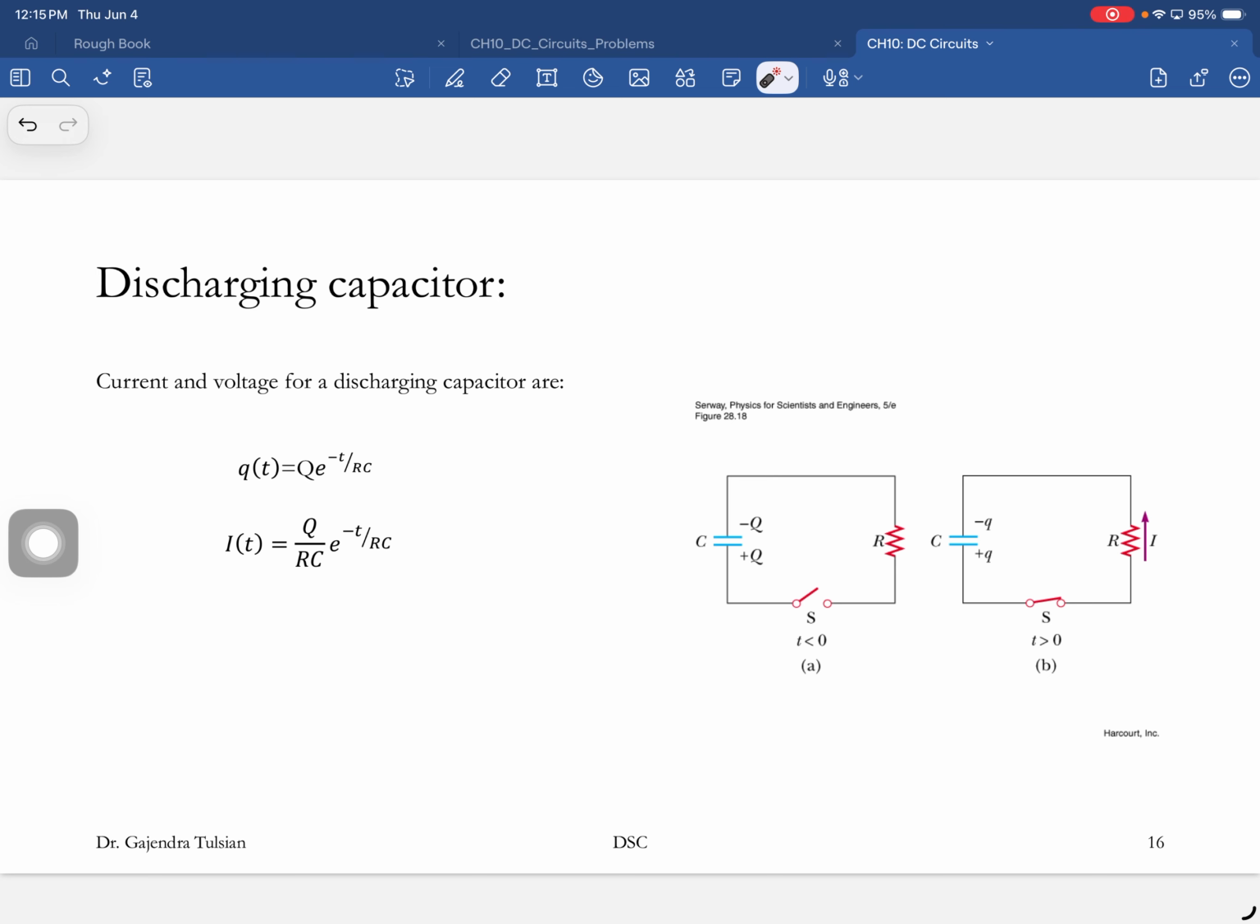You remember we saw in a lot of applications, like the flash camera, when the capacitor is charging, when that orange light is blinking, you charge the capacitor slowly and then you discharge it fast. When you're discharging fast, the time constant is small, so the load resistance is small. And again, the current is also exponentially decreasing.